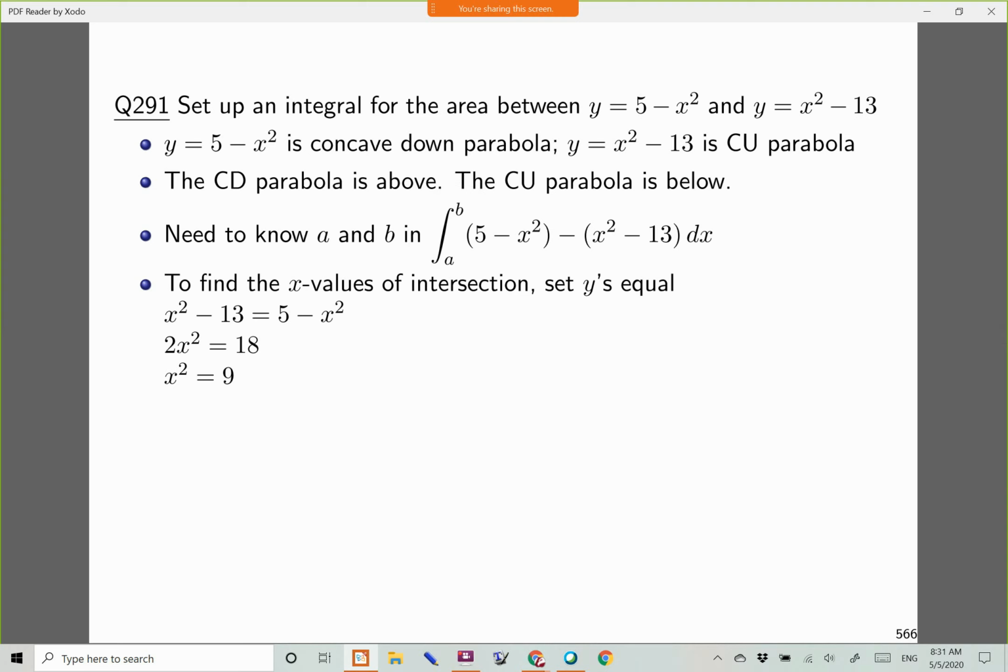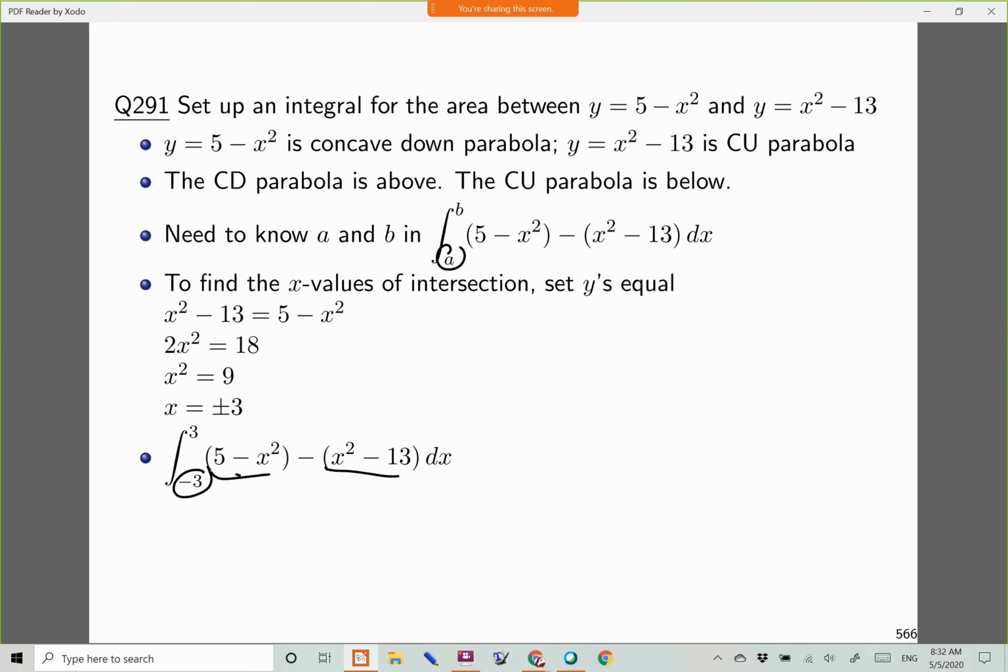Got to be careful here. Sometimes people just get x equals 3. When you square root both sides of an equation, there's always a plus or minus sign. So you have x equals plus or minus 3. That's good because we needed two x values. So the smaller x value, negative 3, will be down here. So integral from negative 3 to positive 3. And then here again the order matters, right? So the parabola that's above minus the parabola that's below.